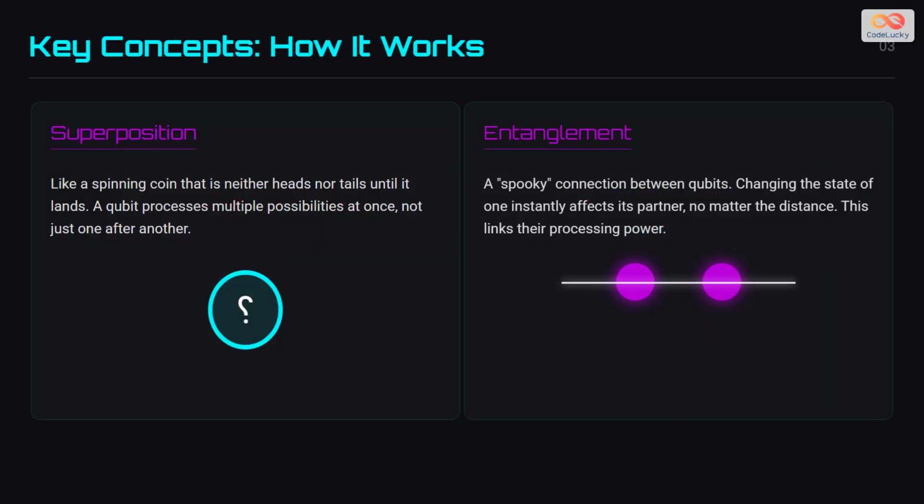Quantum computers use qubits. Thanks to a property called superposition, a qubit can exist in a fluid state of probability, representing 0 and 1 simultaneously. Furthermore, through entanglement, these qubits can be linked together. This means that adding more qubits increases computing power exponentially, not just linearly.